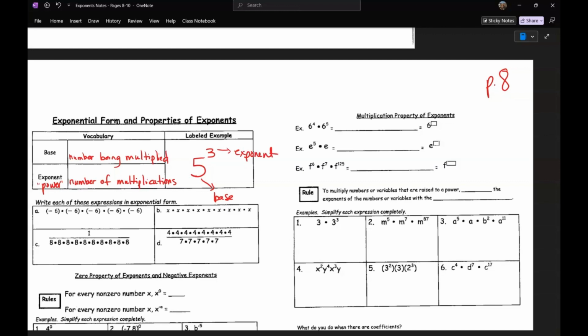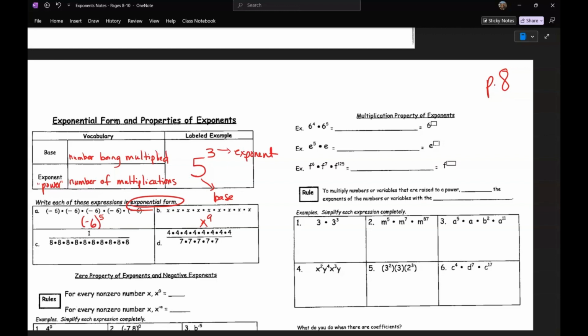In the next section, we are going to write using exponential form. That means write with an exponent. So we have -6 5 times. We're going to keep that -6 in parentheses and just give it a 5 and rewrite it a much quicker way. With our x's, we have 9 x's, so that would be x to the 9th.